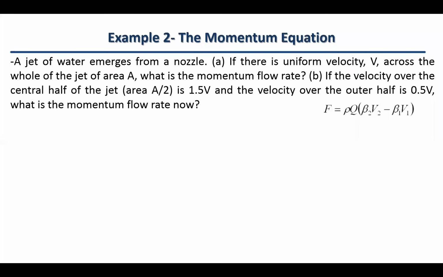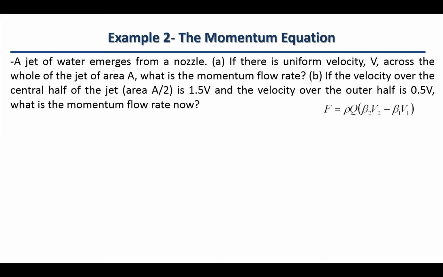Let's look at another example of the momentum equation. We have a nozzle, and a jet of water emerges from the nozzle. We have two situations. One situation is that the velocity is uniformly distributed, a uniform velocity v across the whole jet area. Remember, like the last example, we're just going to see what the momentum flow rate is.